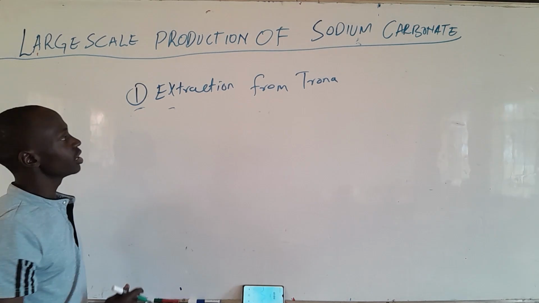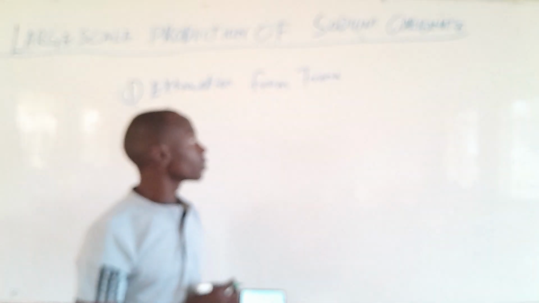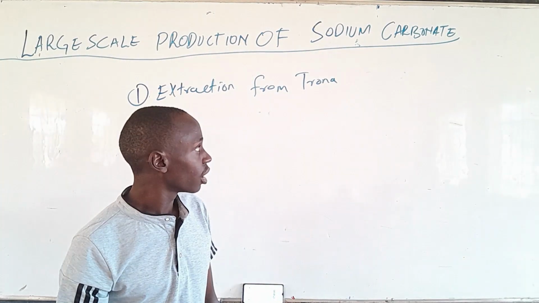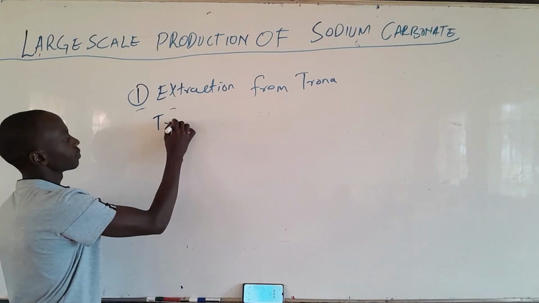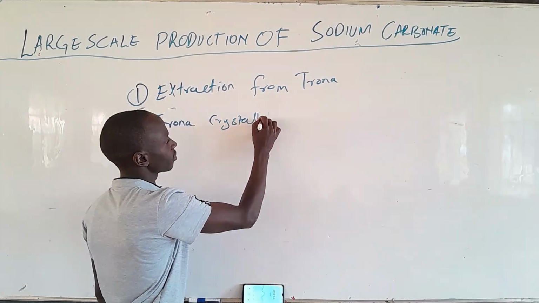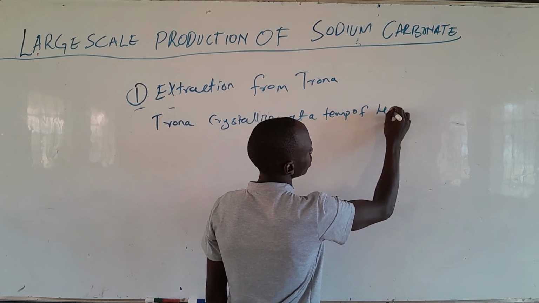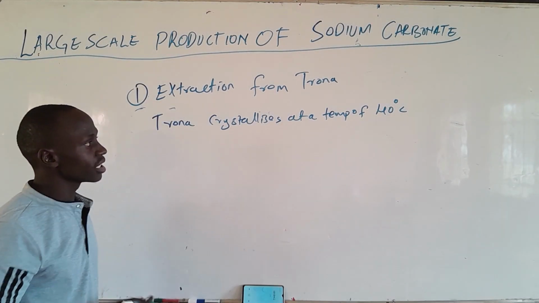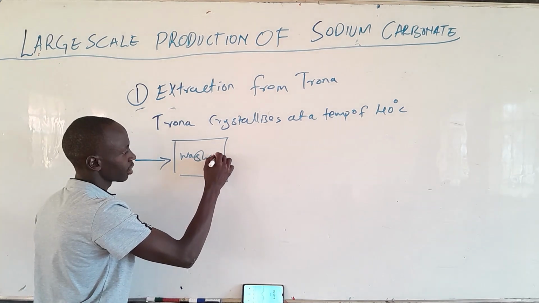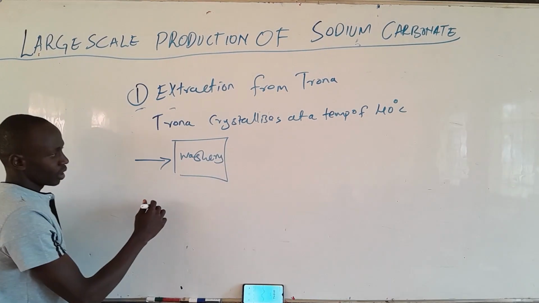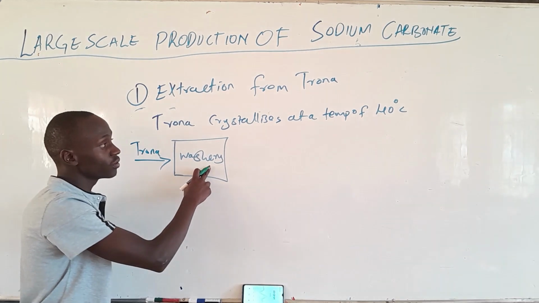In extraction from Trona, sodium carbonate can be obtained from Trona, whereby Trona is obtained from the salty lakes when Trona crystallizes at a temperature of 40 degrees Celsius. When Trona is crystallized, it is removed and taken to the first step, which is the washery. In the washery, the Trona is washed with water to remove mud and small rocks.